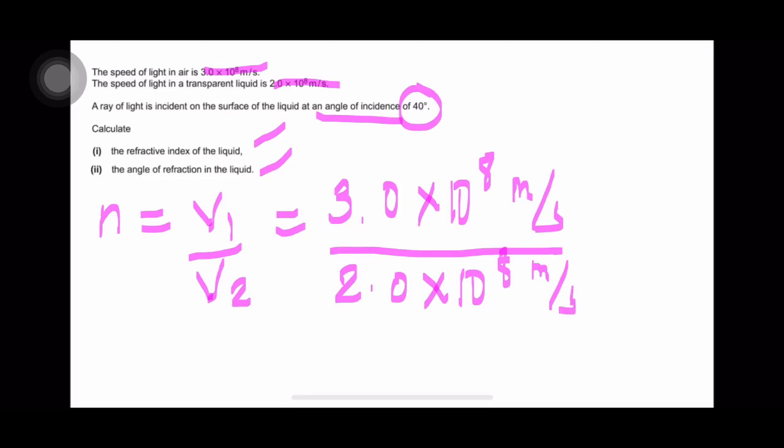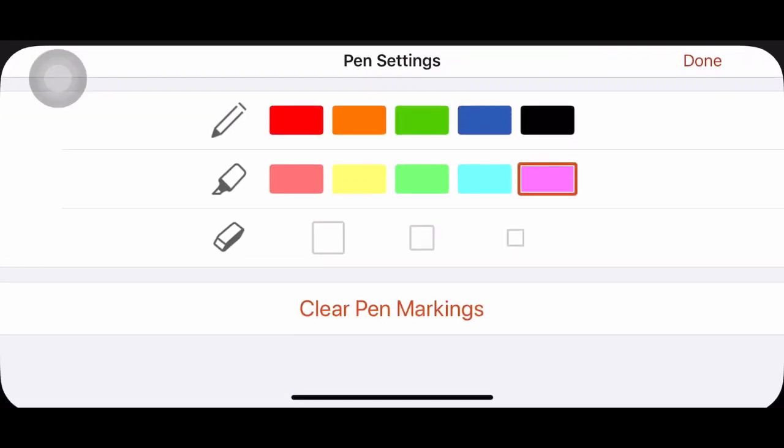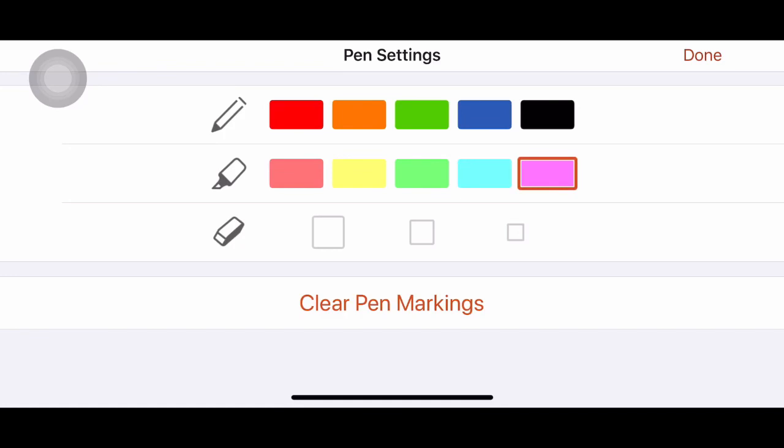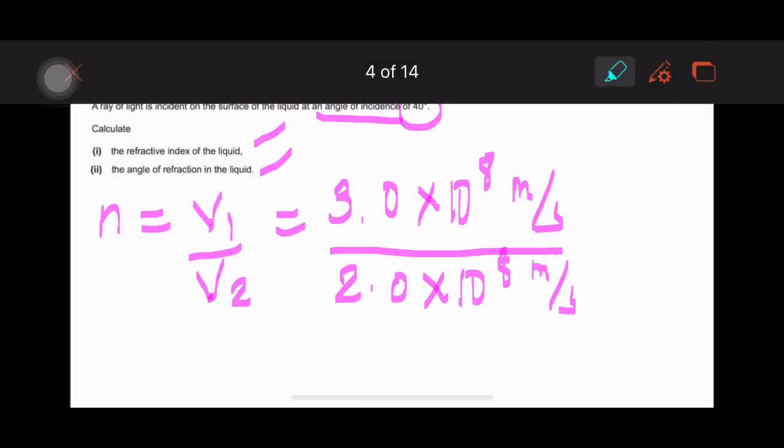Let me just change my pen color so that we can show the difference. In here, we can cancel out meters per second and meters per second, as well as 10 raised to the power of 8 and 10 raised to the power of 8. Now we're left with 3.0 divided by 2.0, which is equal to 1.5.